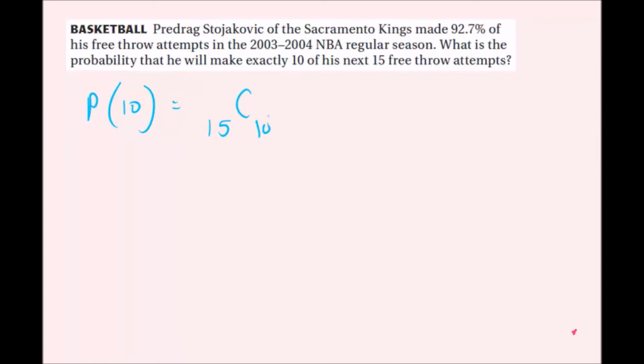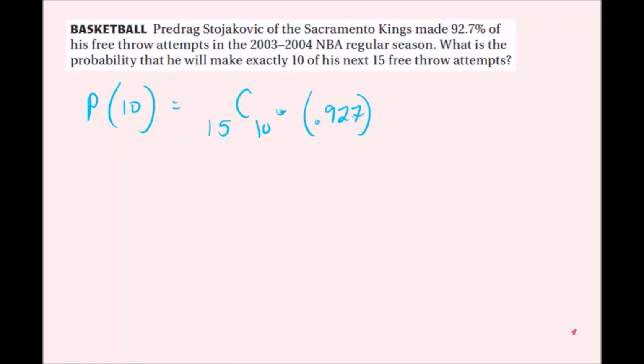So there's any number of combinations. He can make the first 10, the last 10, some combination of that. So that's why we have to put this in the beginning. We multiply that times the probability of him getting a success. And we know from his current track record that his probability of getting success is 0.927, 92.7%, but 0.927.